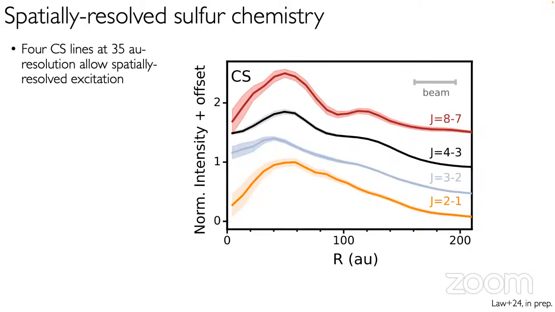But we can do some perhaps more exciting things, and that's because we have very high angular resolution. We have at least 4 CS lines, going from J equals 8 to 7 to the 2 to 1 line, that are at around 35 AU resolution.